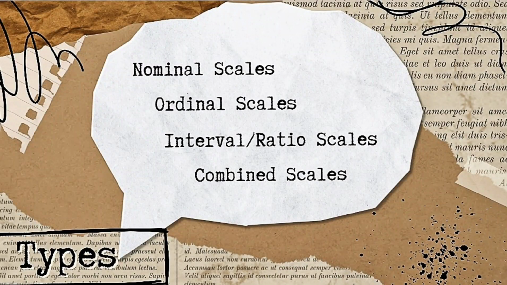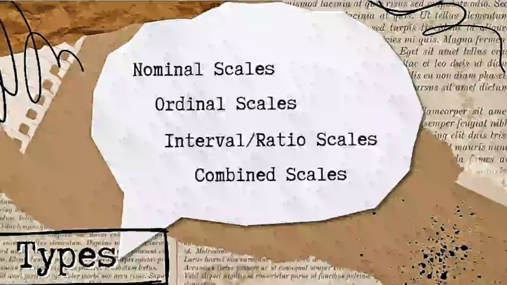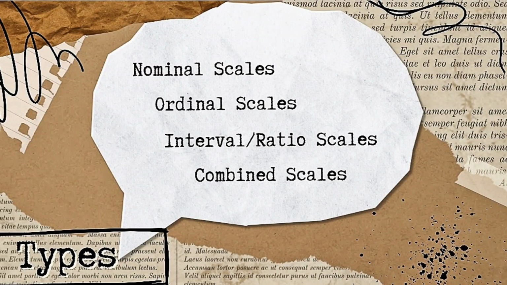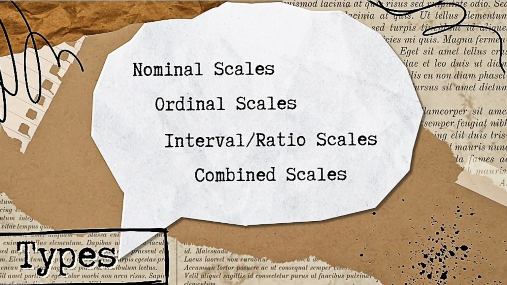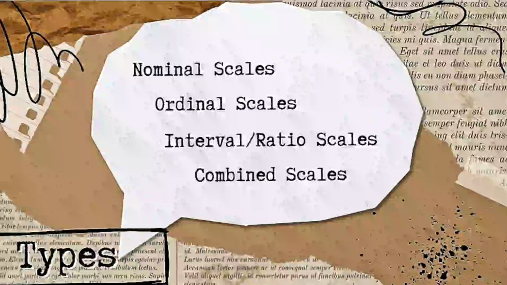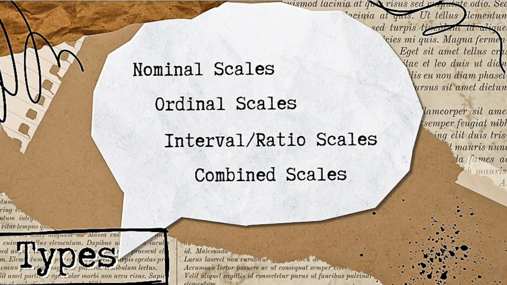So, which scale do you think is the best? In educational research, we usually shoot for interval or ratio scales because they give us the most data to work with. This lets us do more powerful statistical analysis, kind of like having more answer choices on a test that allows for more nuanced answers.